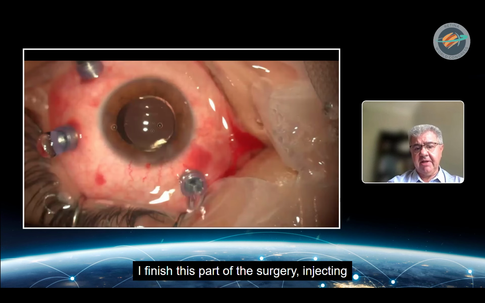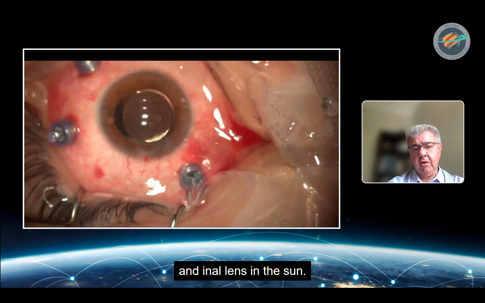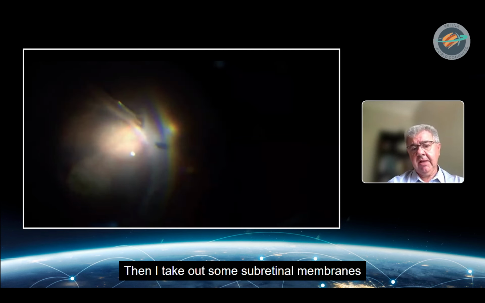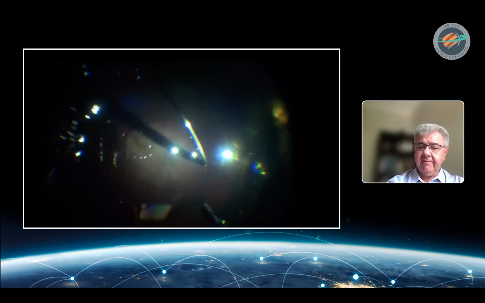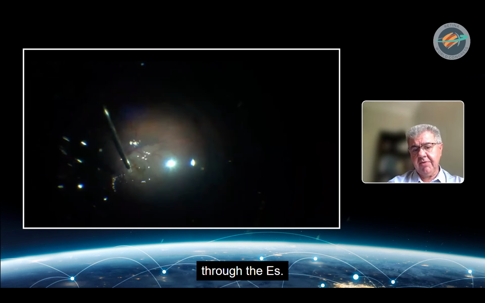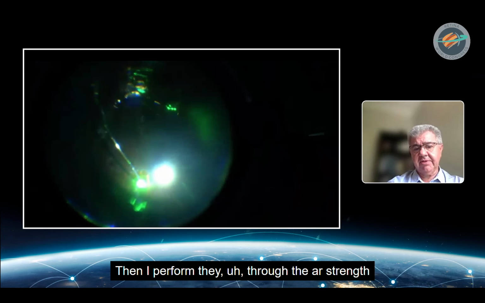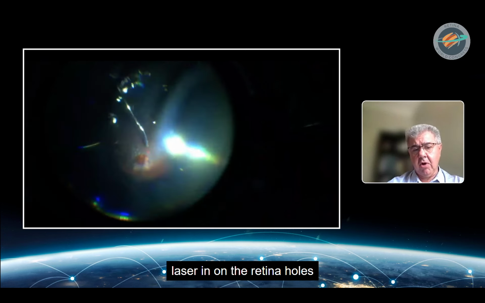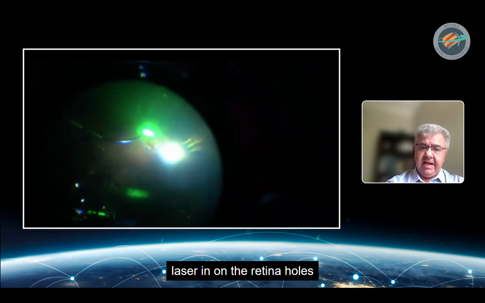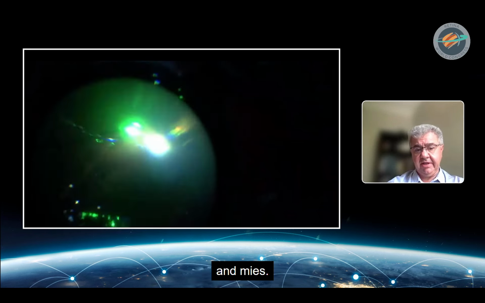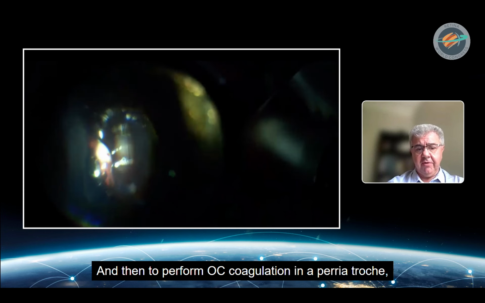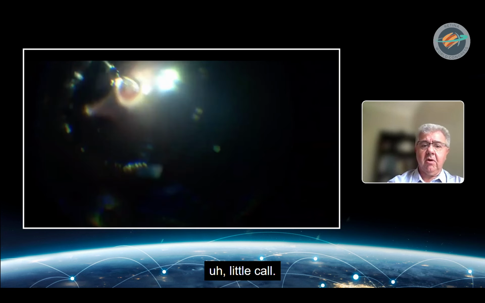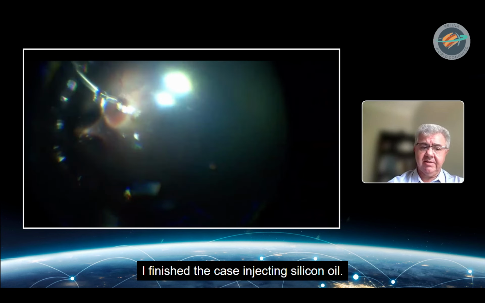I finish this part of the surgery by injecting an intraocular lens in the sulcus. Then I take out some subretinal membranes through the retinotomies. Then I perform fluid air exchange, laser around all the retinal holes and the retinotomies, and then perform cryocoagulation in a peripheral iatrogenic little hole. I finish the case injecting silicone oil.